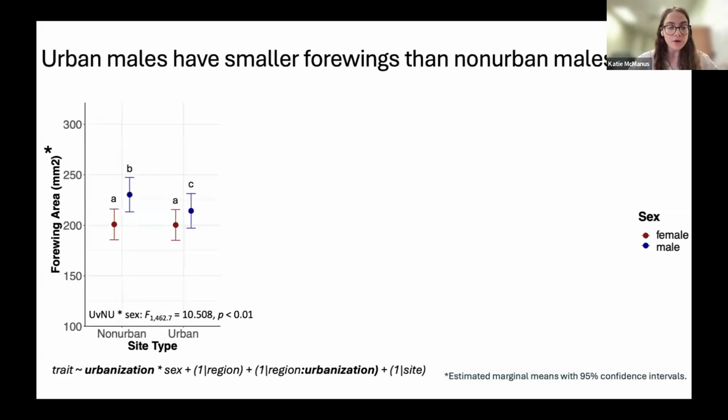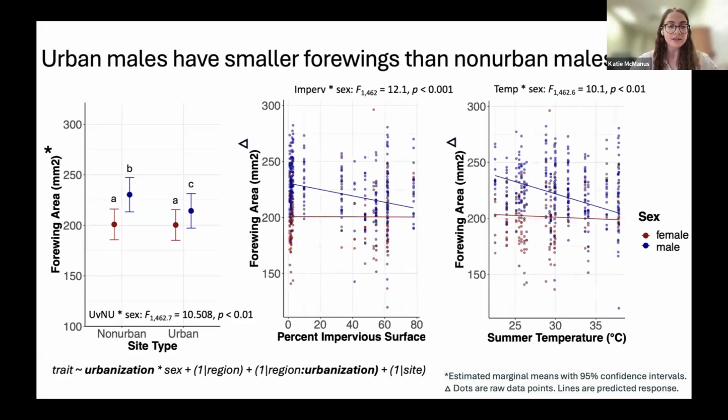However, when we look at forewing area, we only see an effect of urbanization in males. So we found that the urban males have smaller forewings than non-urban males, while the urban females don't differ from the non-urban females in forewing area. And we see the same trend with our continuous predictors, with a negative slope for males indicating a decrease in forewing area with increasing urbanization.